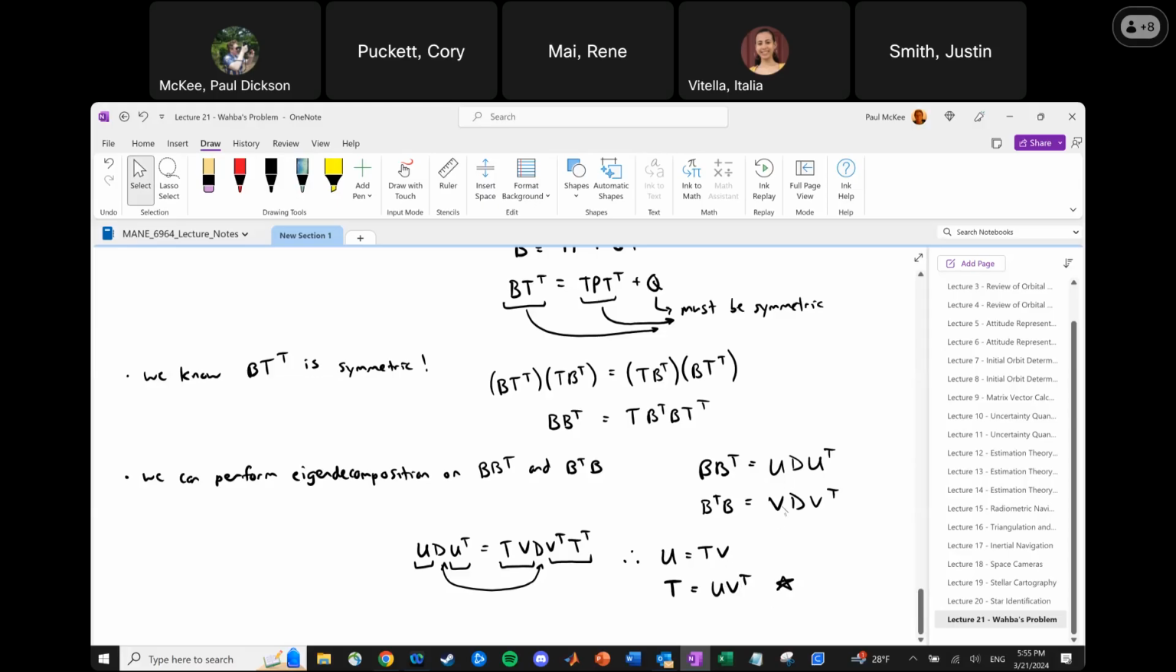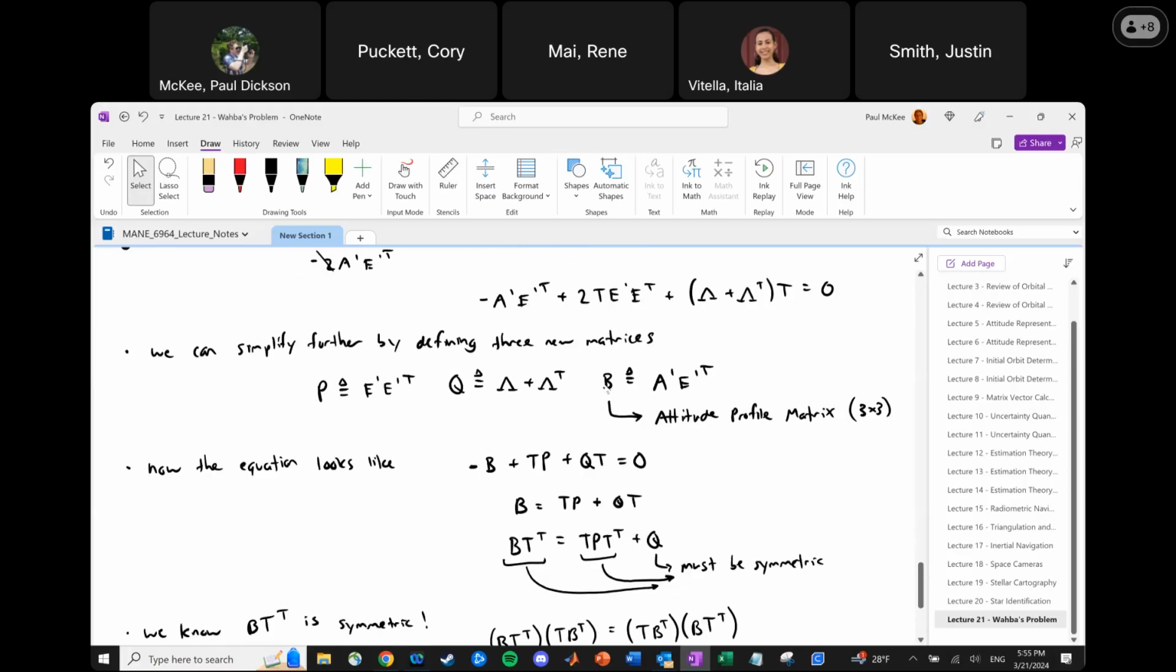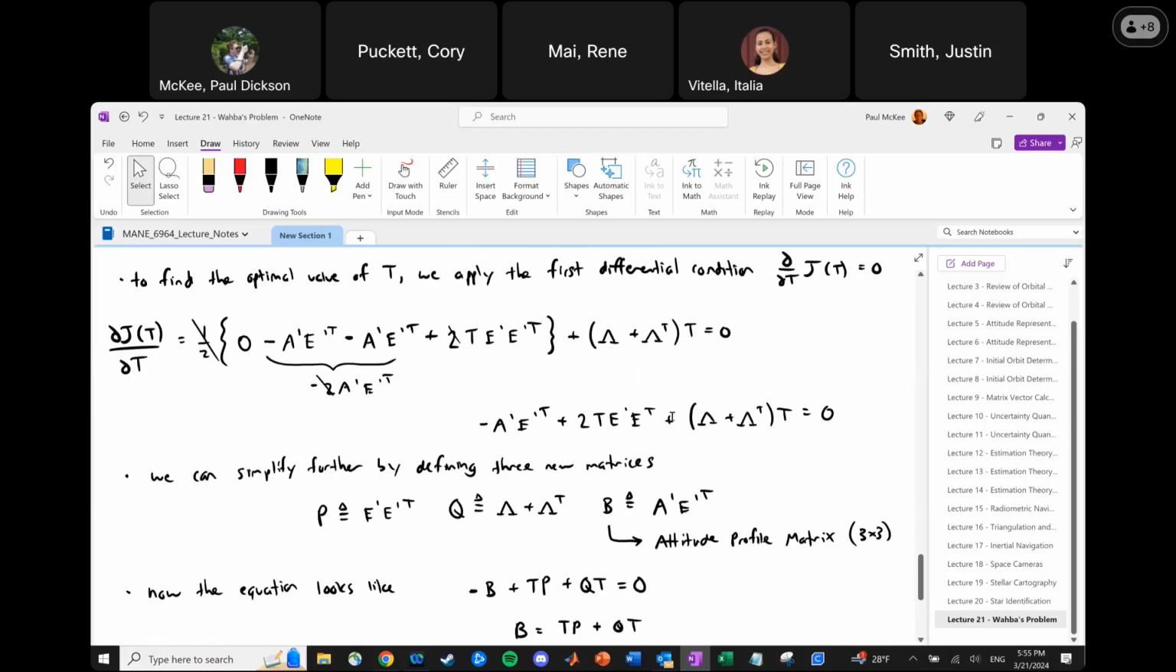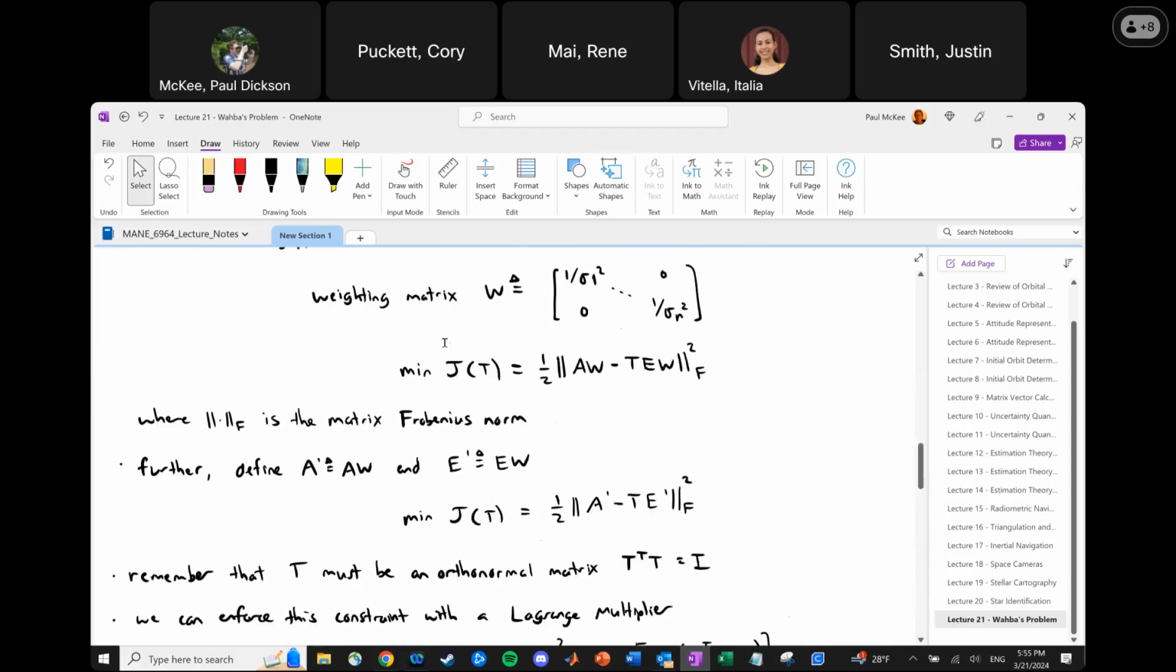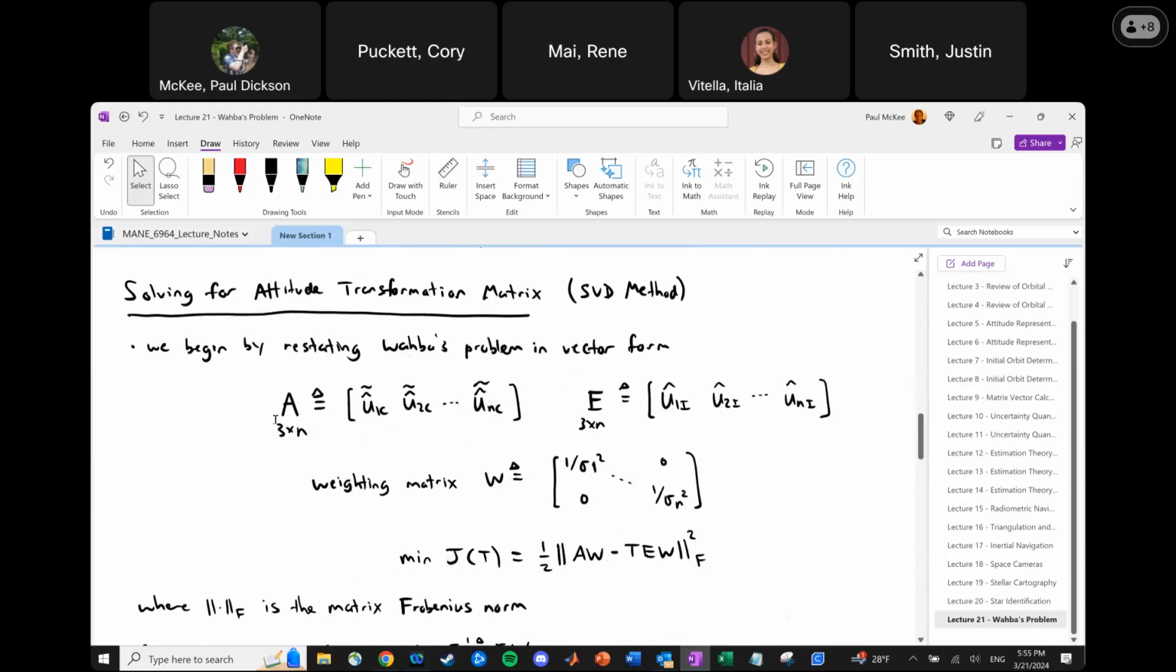U and V come from the eigen decomposition of B transpose and B transpose B. Okay, well, what the heck is B? Well, B is the attitude profile matrix, which is A prime, E prime transpose. What are A and E? A and E are the local and the global unit vectors of corresponding stars stacked up into matrices.